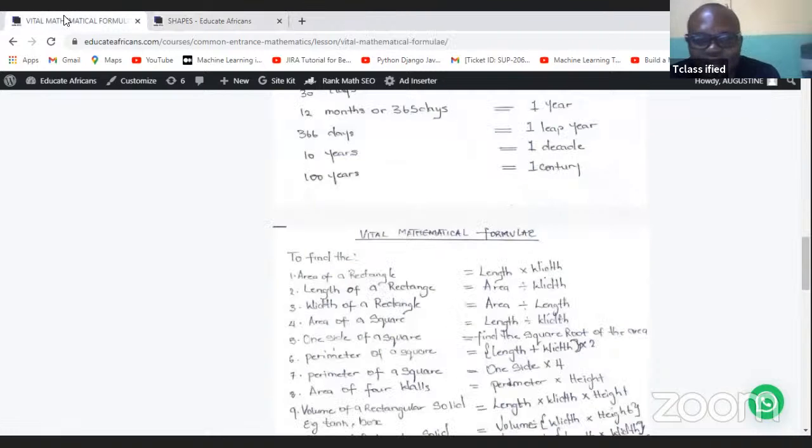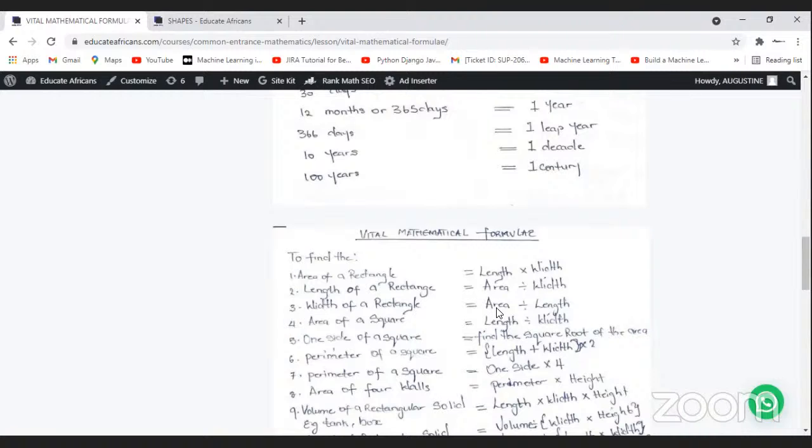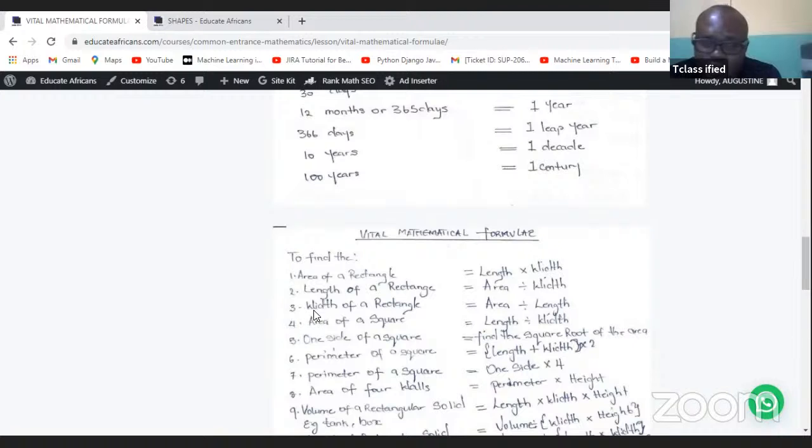Yes, sir. Okay. The second one is the length of a rectangle. If you already know the area, you make length the subject of the formula. So it's going to be area over width to give you the length. Then if you already know the length and you're looking for the width, it's going to be area over length to give you the width. Are we clear on that? But don't concentrate on that yet because I'm going to give you more.